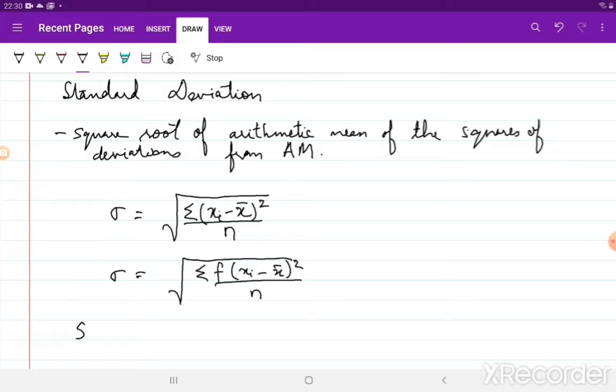The square of standard deviation, that is sigma squared, is called the variance of the data, and standard deviation is called the positive square root of sigma square.